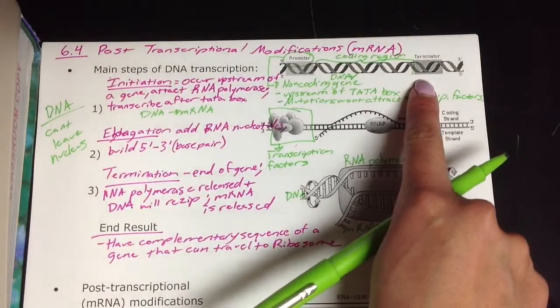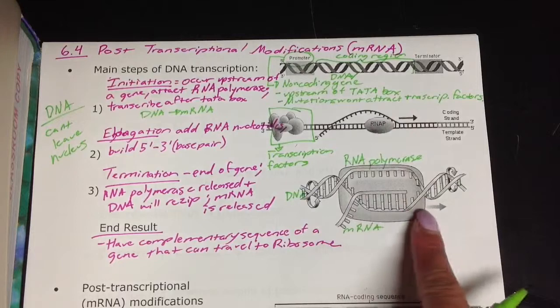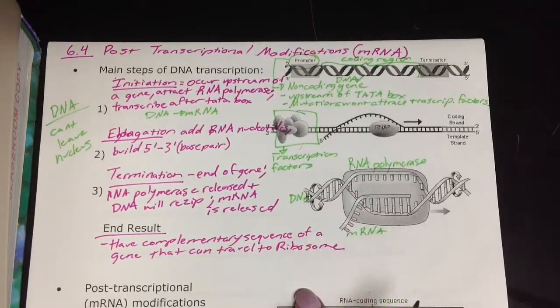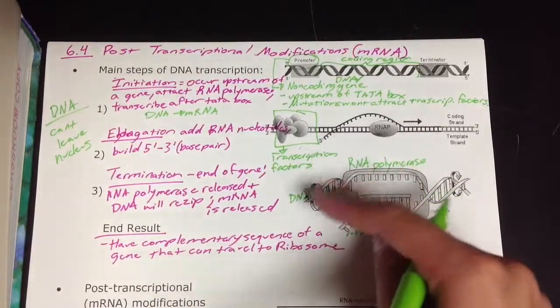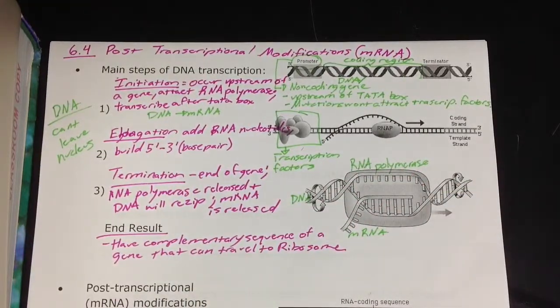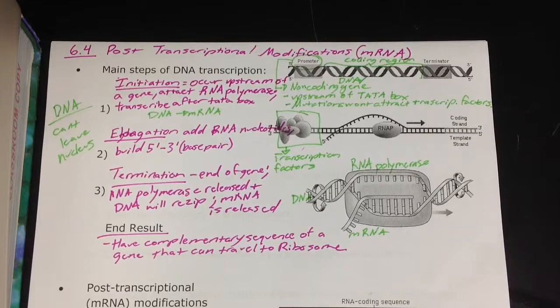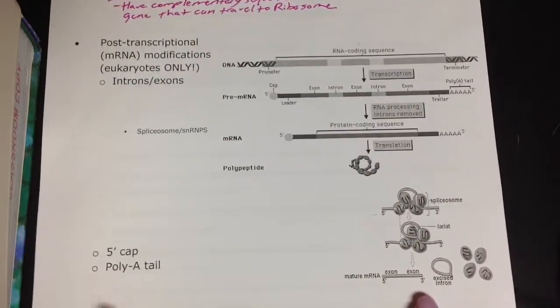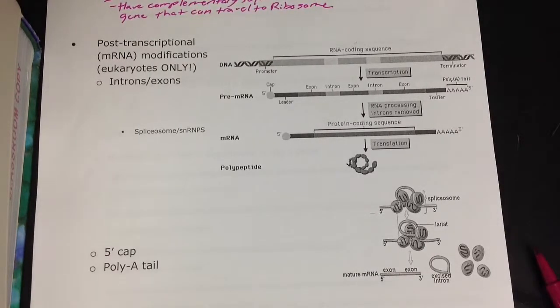We will reach a terminator, and that tells our RNA polymerase to stop. Once it stops, our mRNA can be released, and the DNA can coil back up with helicase. But after that's done with termination, we're actually not done with the mRNA. We have what's known as some post-transcriptional modifications that have to occur.